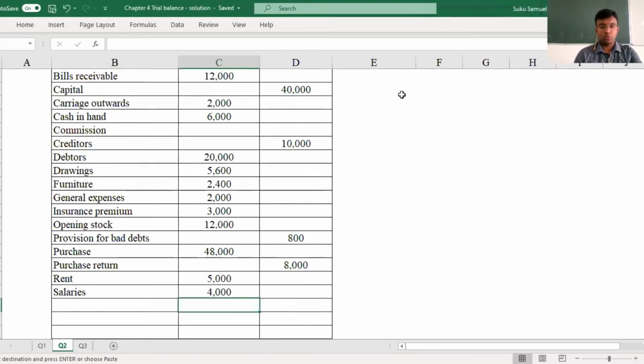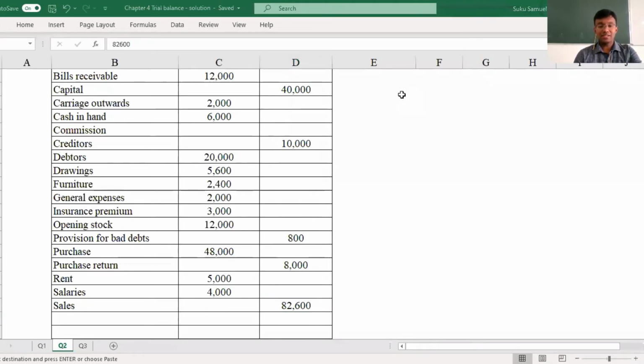Next, we have sales. What do you mean by sales? Sales is the amount of the goods that you're selling. When you make a sale, what happens? You're getting income. When you're selling goods, you get an income. So incomes are recorded on the credit side.